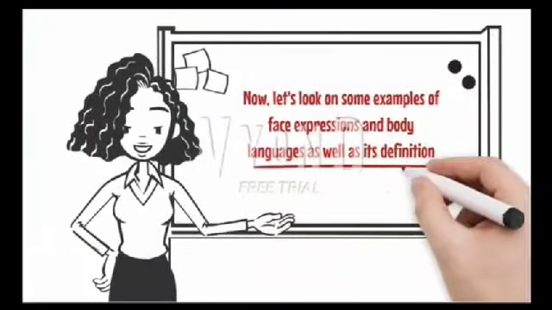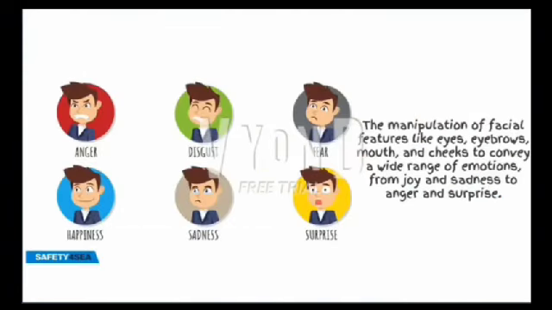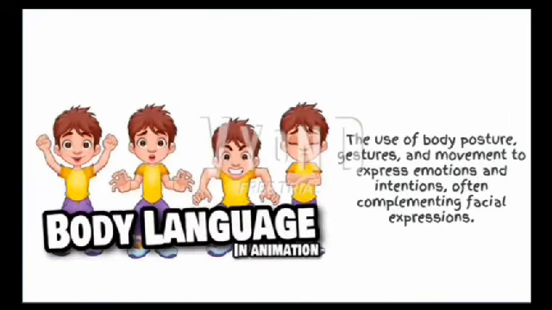Now, let's look at some examples of facial expressions and body language as well as their definitions. Facial expressions are the manipulation of facial features like eyes, eyebrows, mouth, and cheeks to convey a wide range of emotions, from joy and sadness to anger and surprise. Body language is the use of body posture, gestures, and movement to express emotions and intentions, often complementing facial expressions.